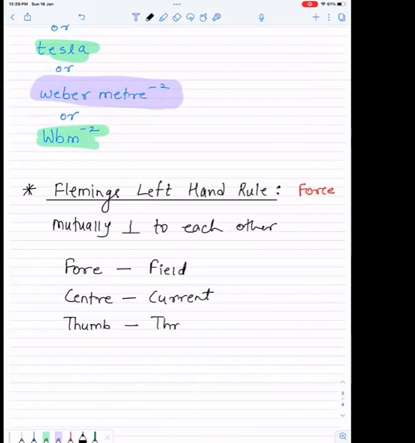And thumb represents the direction of the thrust, or in simple words, thrust is also called as what? Force. Guys, I'm actually purposely using the word thrust just so that you have the same initial, so it's easy for you to remember. Look at it. F for fore, F for field, C for center, C for current, T for thumb, T for thrust or force. So we are using this rule for what? Identifying the direction of the force.